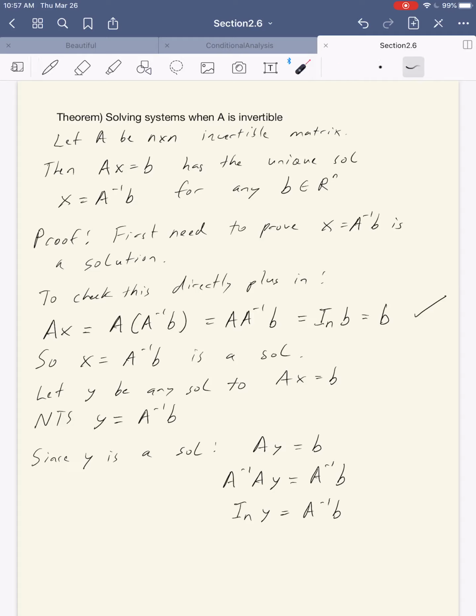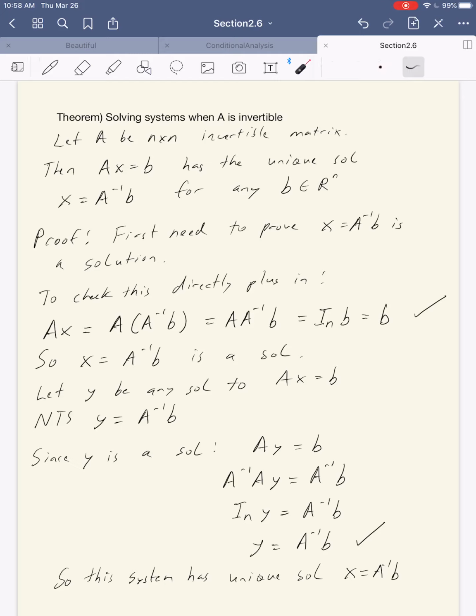And then, of course, the identity matrix times anything is just equal to what it is multiplied by. So that's Y equals A inverse B. And there we go, right? We've now shown that Y must be A inverse B. So this system has unique solution x equals A inverse B.